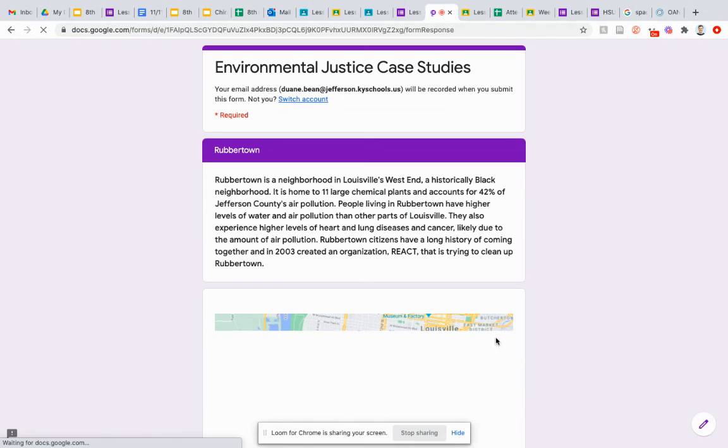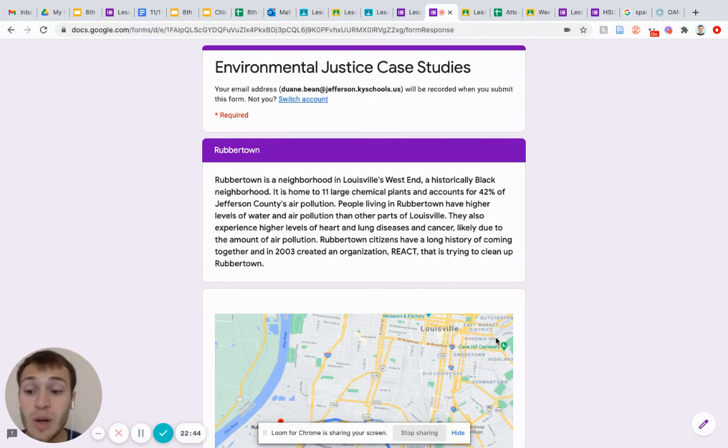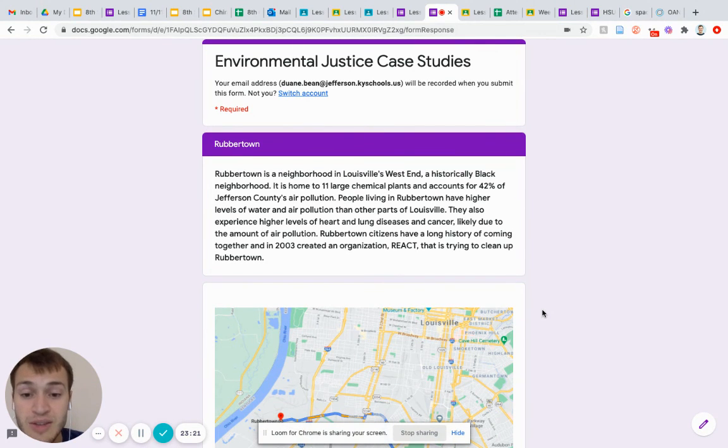And the third one, the third case study, the third example is about Rubbertown. So Rubbertown is a neighborhood in Louisville's West End, a historically black neighborhood. It is home to 11 large chemical plants and accounts for 42% of Jefferson County's air pollution. 42% of their air pollution. That number blows my mind. People living in Rubbertown have higher levels of water and air pollution than other parts of Louisville. They also experience higher levels of heart and lung diseases and cancer, likely due to the amount of air pollution. Rubbertown citizens have a long history of coming together, and in 2003 created an organization, REACT, that is trying to clean up Rubbertown.